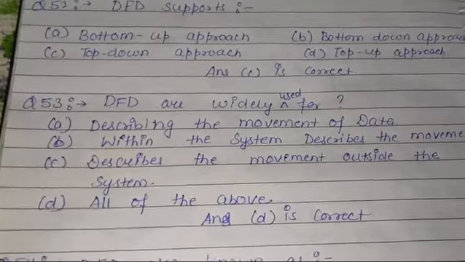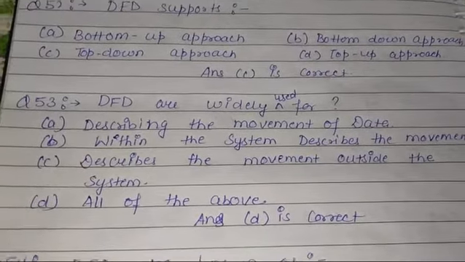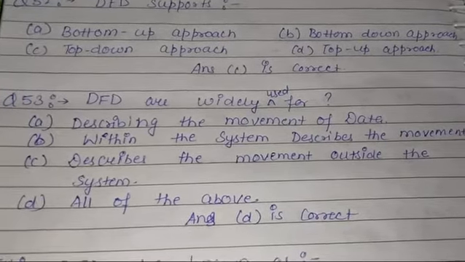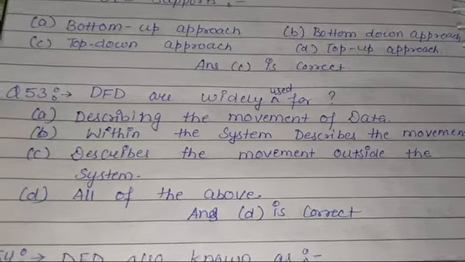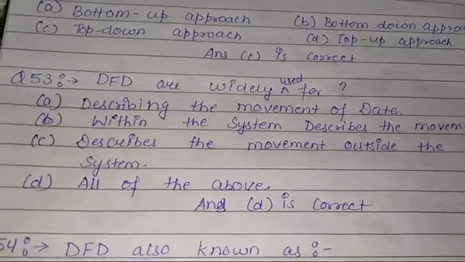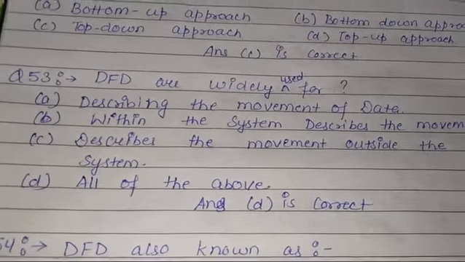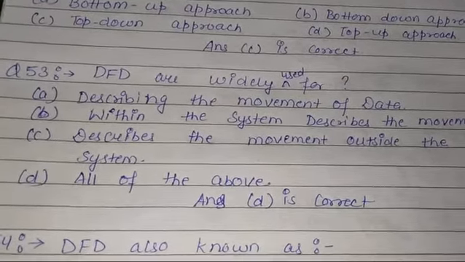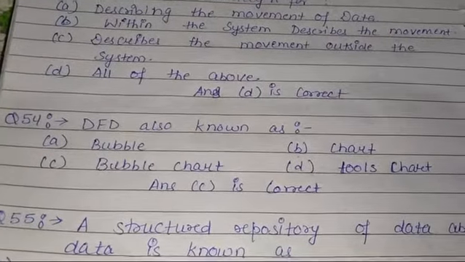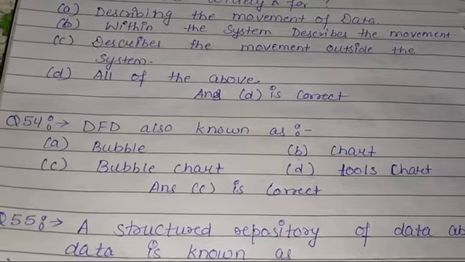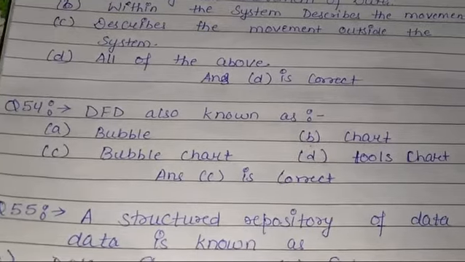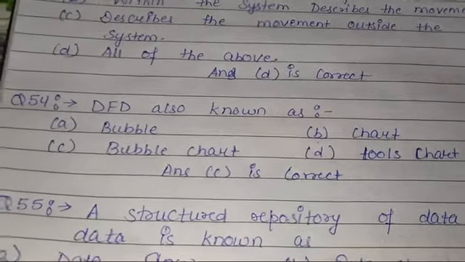Question 53. DFD are widely used for what? A. describing the movement of data, B. describing the movement within the system, C. describing the movement outside the system and D. all of the above. So DFD is used for describing the movement of data within the system or outside the system. This is the definition of DFD. So all of the above is correct. Okay. Question 54. DFD also known as A. bubble, B. chart, C. bubble chart and D. tool chart. So answer C is correct, as it is formed by joining the bubbles, so it is known as bubble chart. Okay.